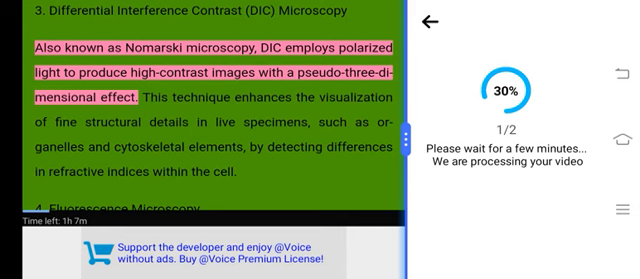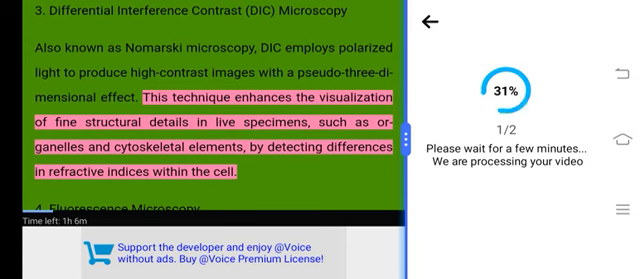Also known as Nomarski microscopy, DIC employs polarized light to produce high-contrast images with a pseudo-three-dimensional effect. This technique enhances the visualization of fine structural details in live specimens, such as organelles and cytoskeletal elements, by detecting differences in refractive indices within the cell.